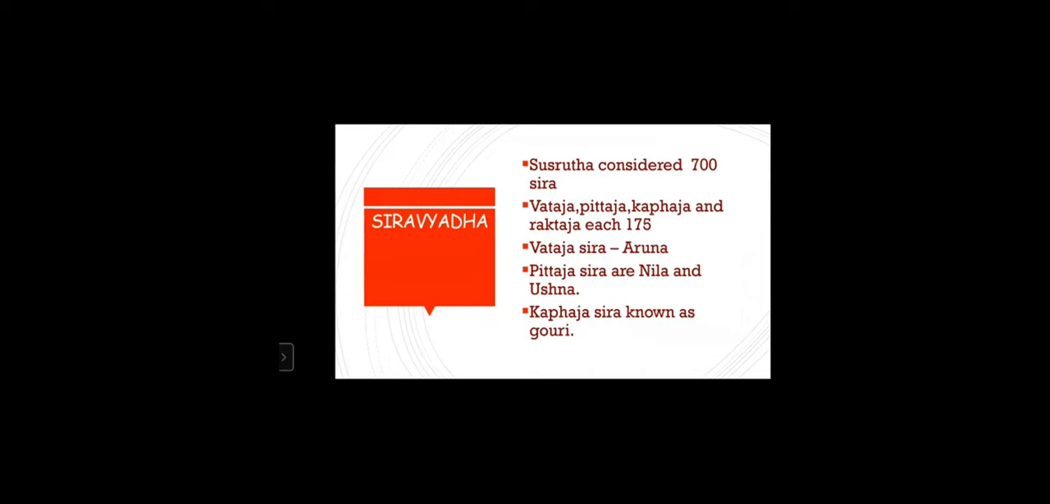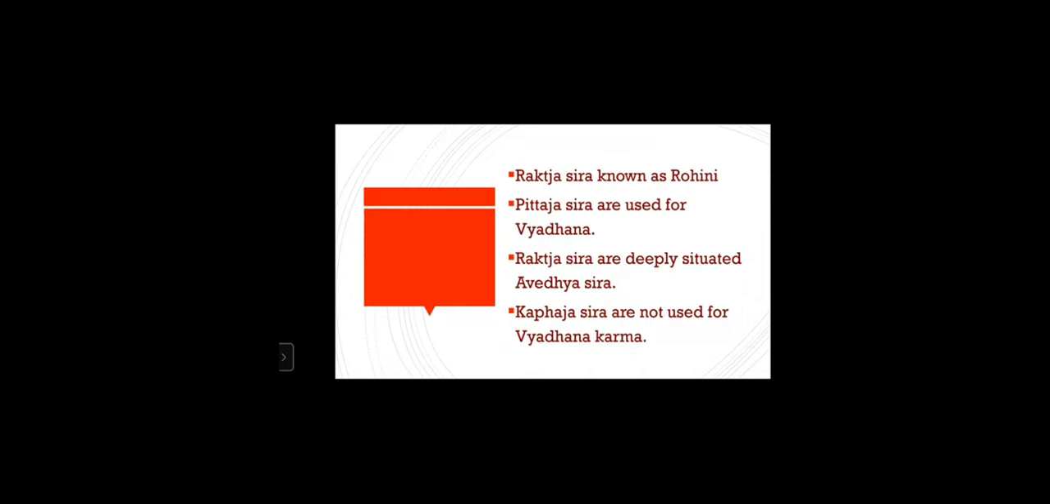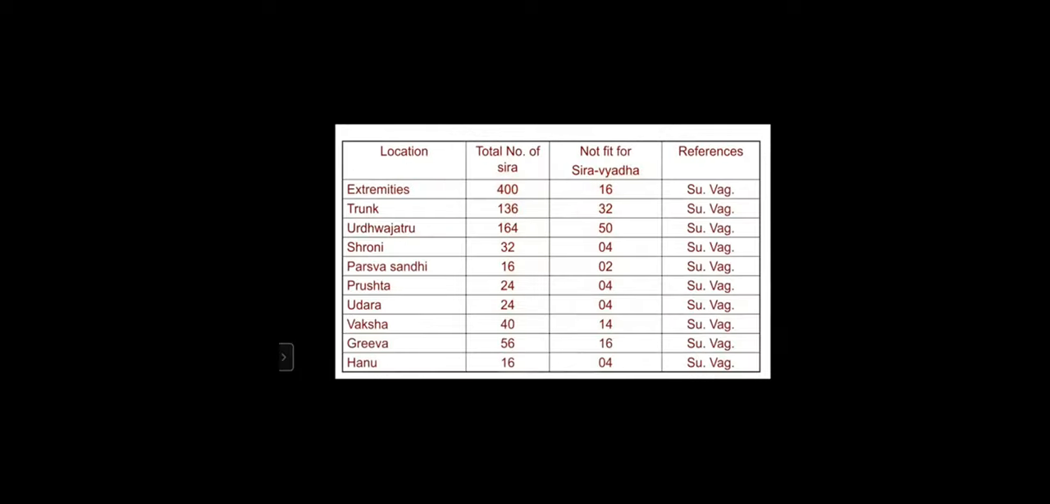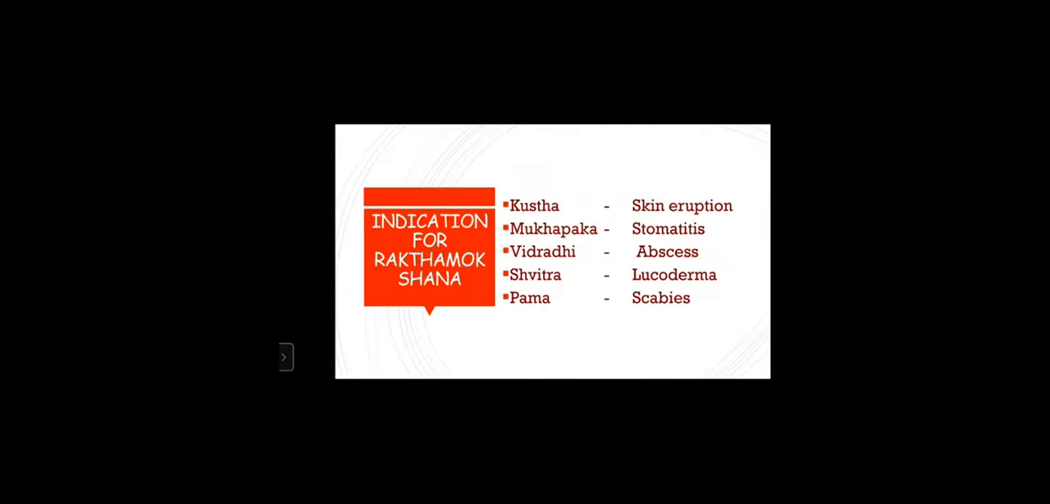Then Siraveda, Sushruta has explained all the Siras, which are Avedhya Siras and all. Then the Shastras are Vrihimukha Shastra, Kutharika Shastra and Suchi. Then these are the Avedhya Siras, how we should be avoiding those Siras.